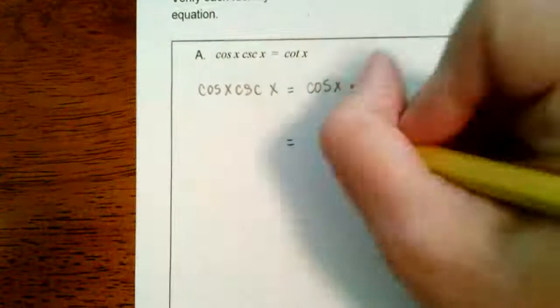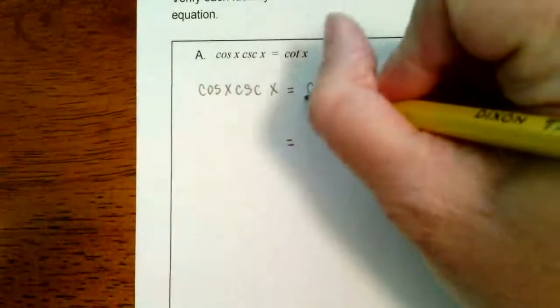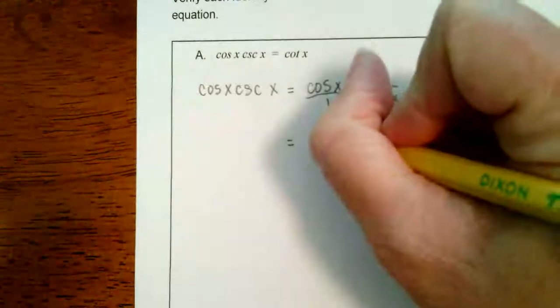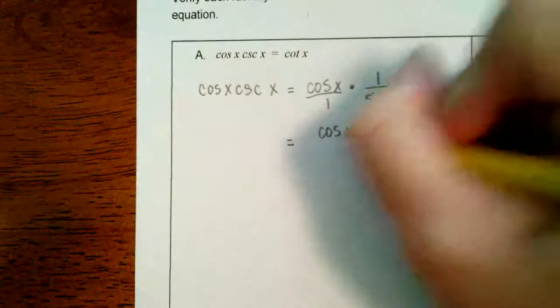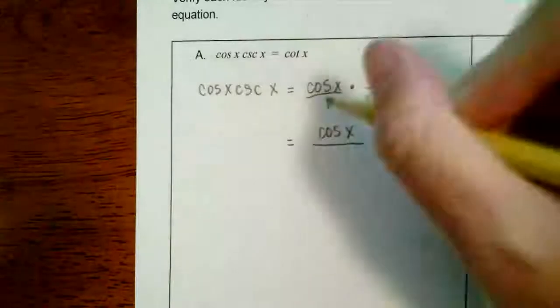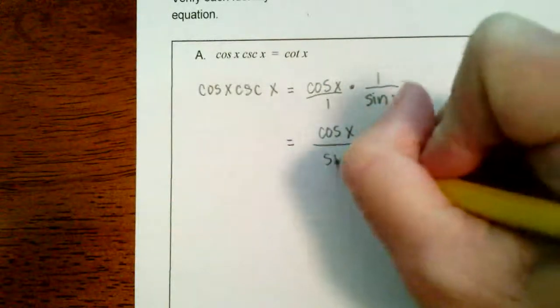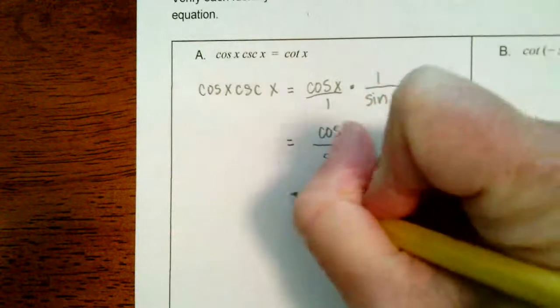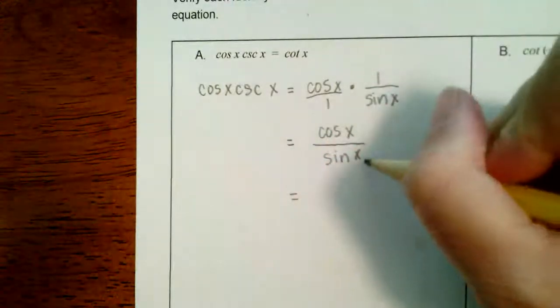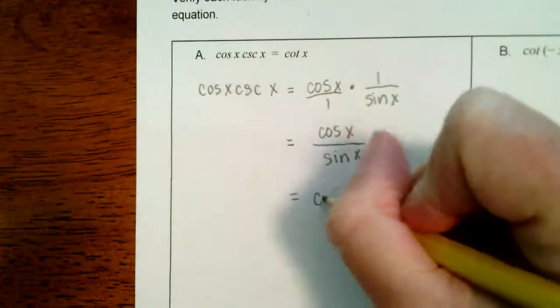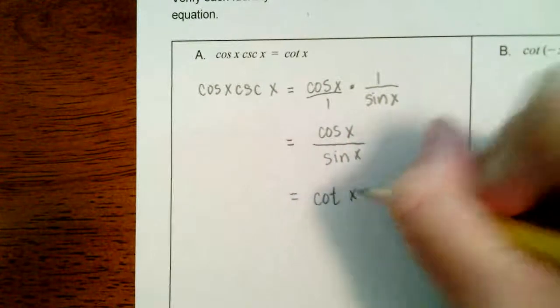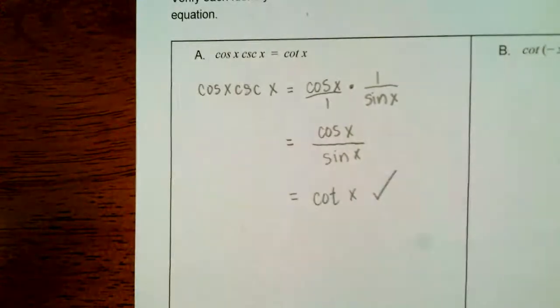And so I am going to just multiply fractions. I multiply the numerators and get cosine x over 1 times sine of x is sine of x. And then I recognize that the cosine x over the sine of x is equal to the cotangent of x. And I always put a check to show that I verified the identity.